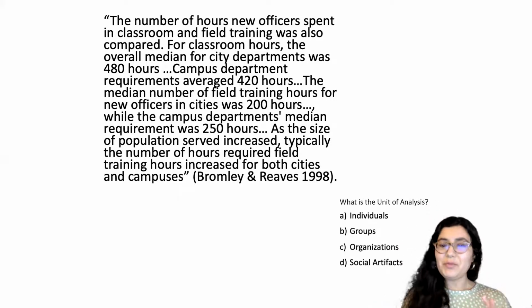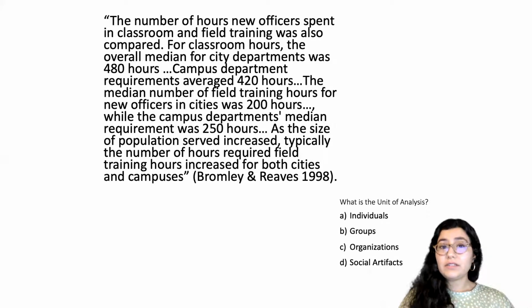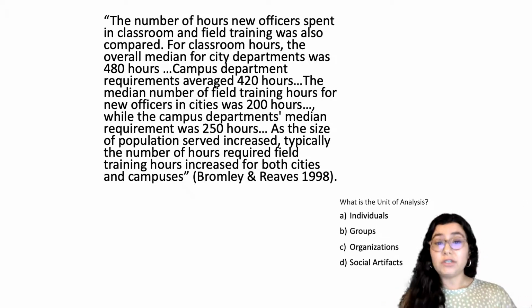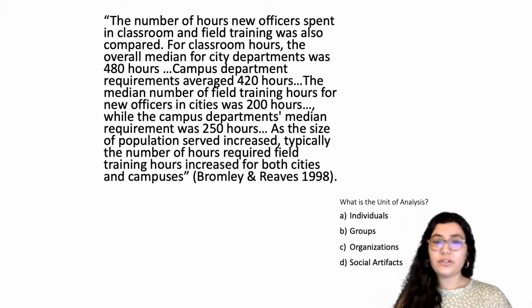So this may be a little bit more difficult. The units of analysis in this finding are actually organizations, because we're talking about city departments and the amount of hours they have their officers spend in the classroom. So we're talking about the field training of these organizations, not necessarily the individuals within them, because we're not saying the average police officer gets 200 hours of training. Instead, we're saying that campus department requirements average around 420 hours.